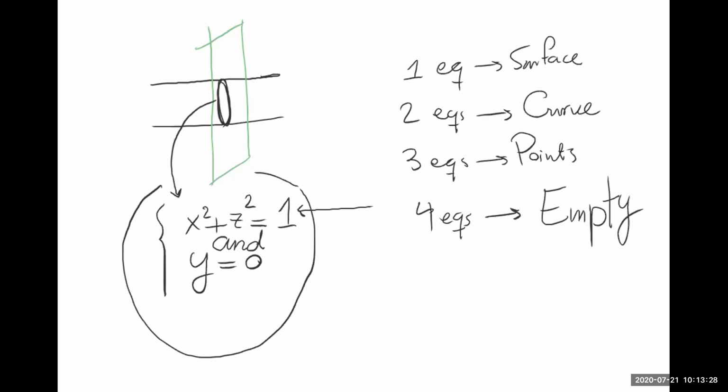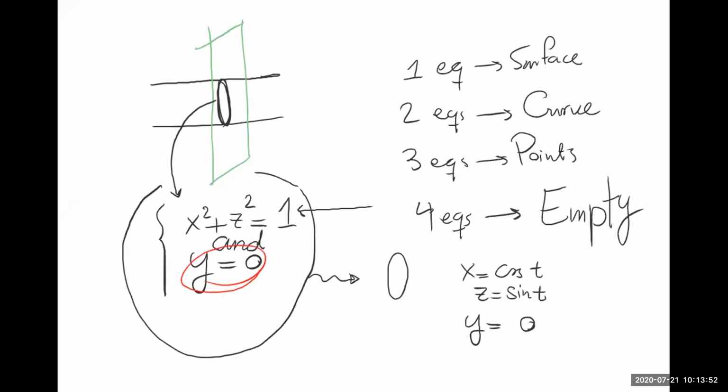And the last step was to find a time parametrization for them. This circle is a circle in terms of x and z. So x can be cosine of t, z can be sine of t. What about y? Well, y is 0. Because x squared plus z squared equals 1, x can be cosine of t and z can be sine of t, because cosine squared of t plus sine squared of t equals 1. And y can be 0.